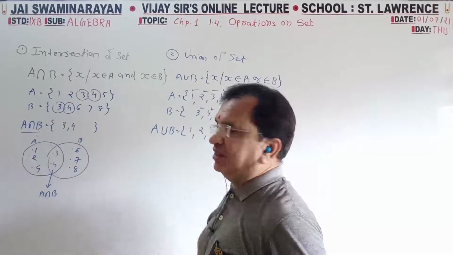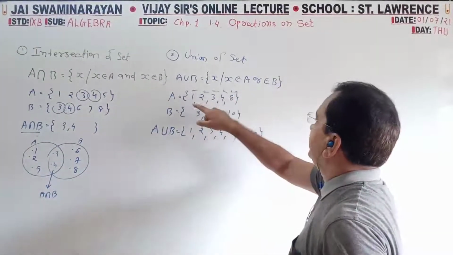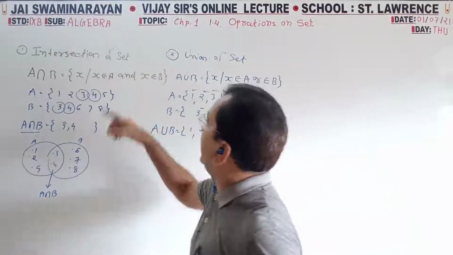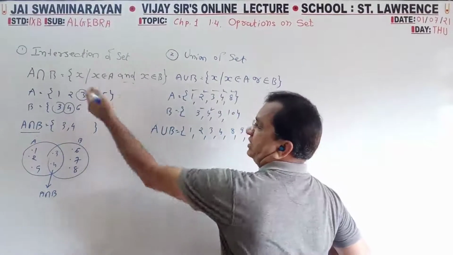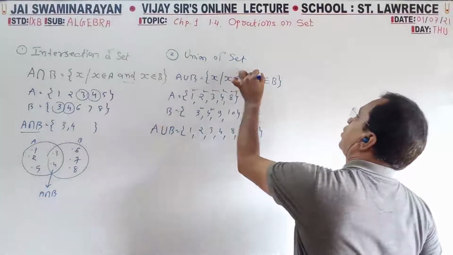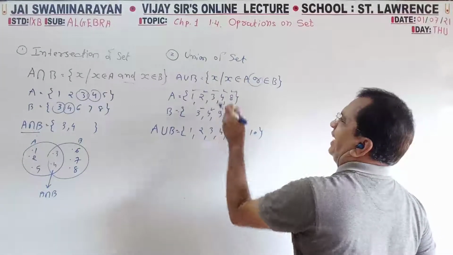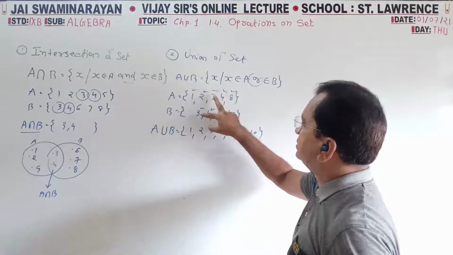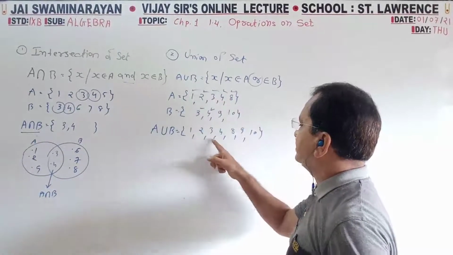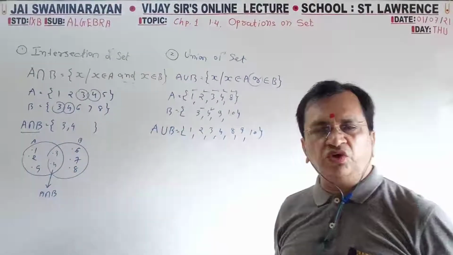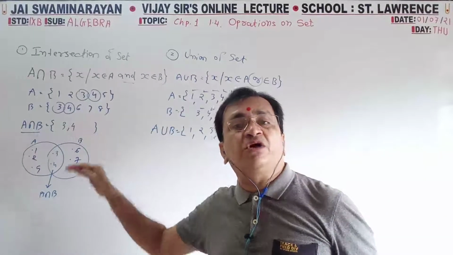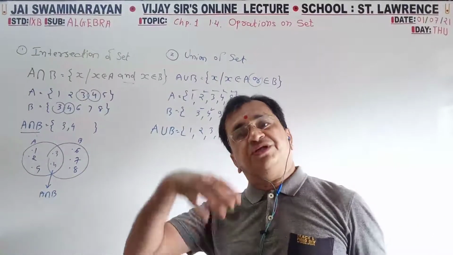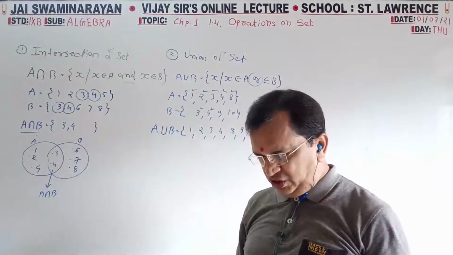Intersection means the common thing. Union means it is from A also, it is from B also. This or this. Here I have written 'and', which means it should be in both. Here I have written 'or', which means it should be in either A or B. So when you join and combine, the double element will be single in the union. So intersection means you take only the common; union means you mix both groups and create one big group.